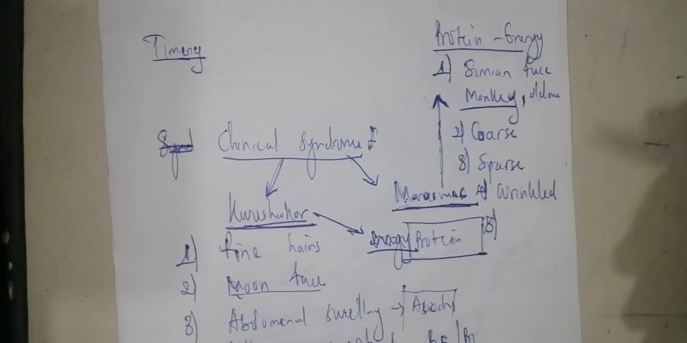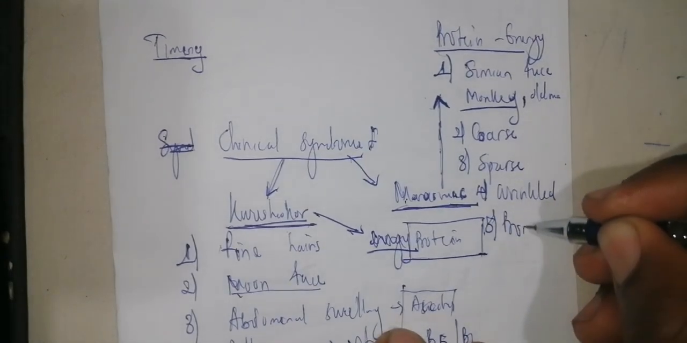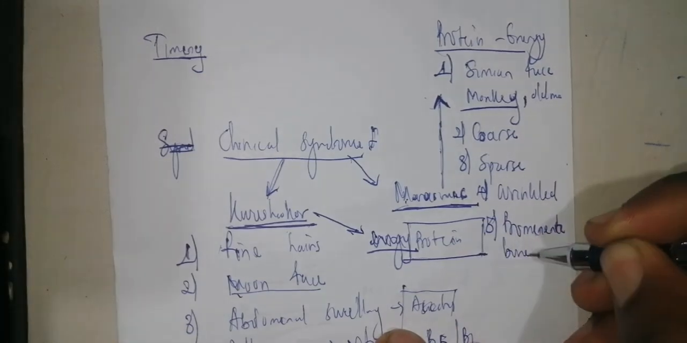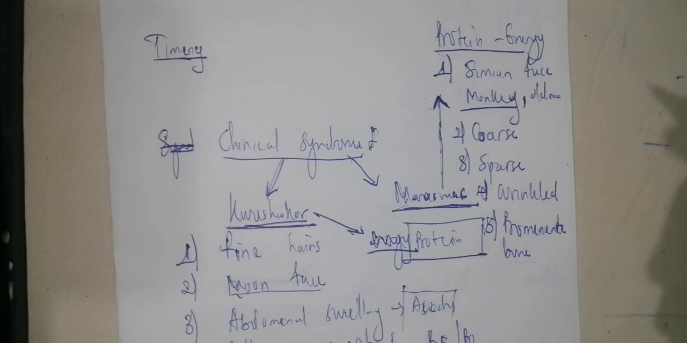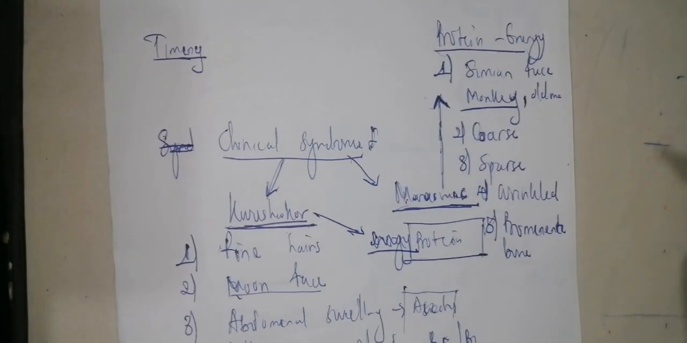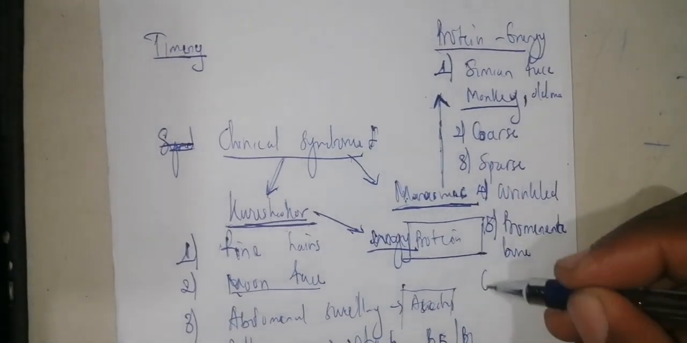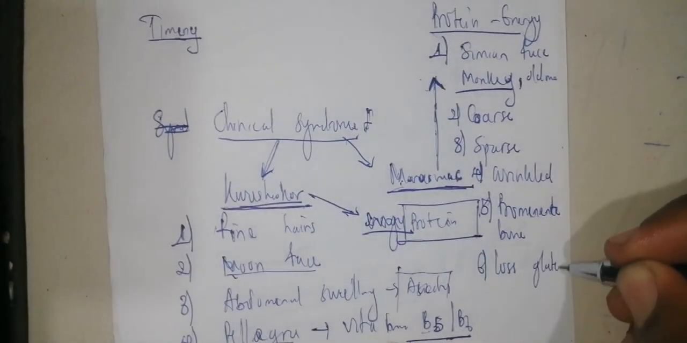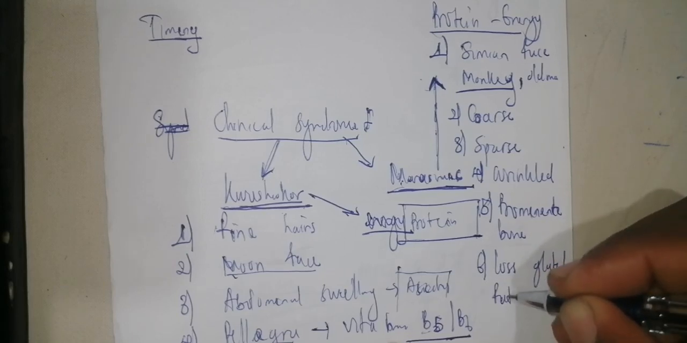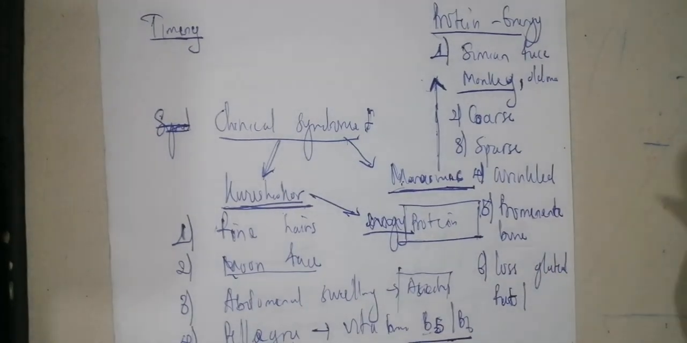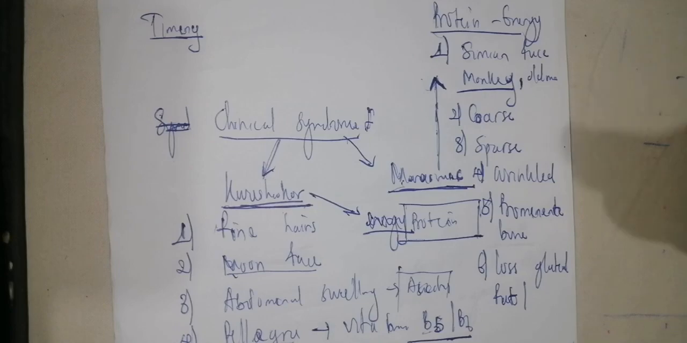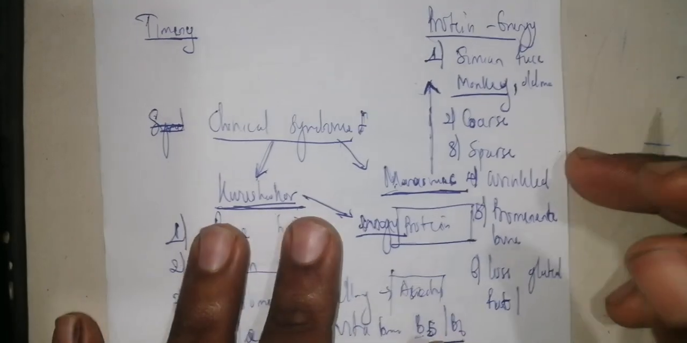The fifth element of the marasmic syndrome is that we have prominence of the bones. Is it clear? Like a prominent rib cage. You can see the prominent tibial bones. We have also the sixth element: loss of the gluteal fat, with wrinkling at the level of the gluteal surfaces. At the level of the buttocks, there is wrinkling. So all of that shows a marasmic syndrome.